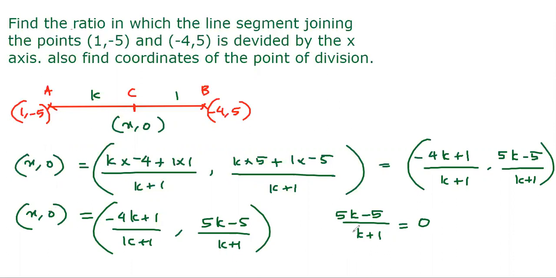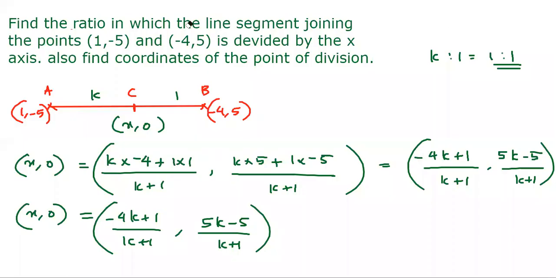Okay, the y coordinate is 0. So from here, you can simply write 5k minus 5 is equal to 0. Therefore, 5k is equal to 5, or k is equal to 1. So we can simply say that the ratio of division k is to 1 is 1 is to 1 here. It is the midpoint.